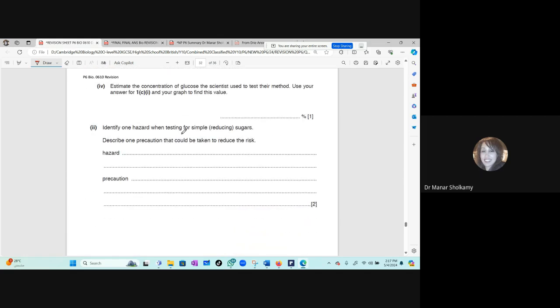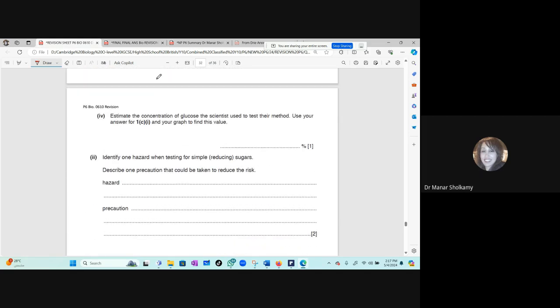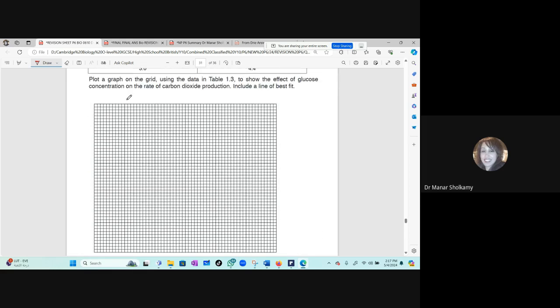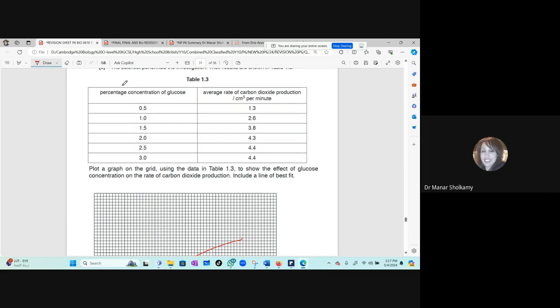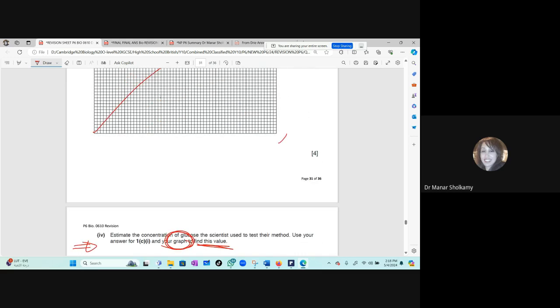So here we revised all the graphs. I got this because I wanted you to revise this question. Estimate the concentration of glucose the scientists used to test their method. Use your answer for 1 CI and your graph to find this value. Now here you will make a graph regardless of how the graph looks like. Let's say it looks like this, okay? And on the x-axis, you have the percentage concentration of glucose.